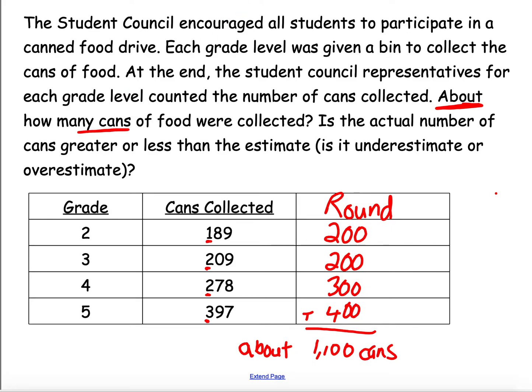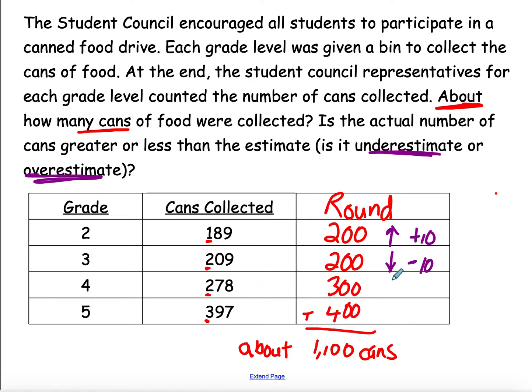My second part is I now need to figure out, is this an underestimate or an overestimate? To do that, I'm going to look back at my rounding. My 189 rounded up to 200, and when I rounded it was up a little more than 10. My 209, when it rounded down, was about 10.